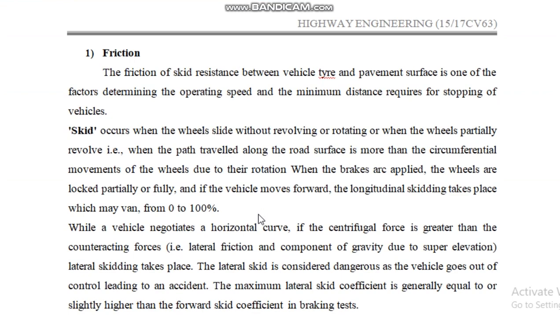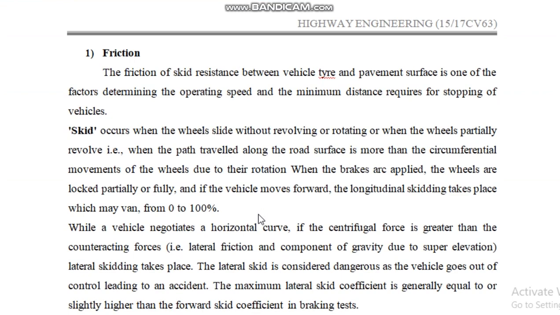How this friction will influence, or how this friction can be treated as one of the highway elements. When we expect that a vehicle needs to move on a highway, then definitely there needs to be some friction between the tires and pavement section. If there is no friction between these two, then definitely that vehicle will continuously slip. It will not be in rest position, and it will not move in the required fashion. There needs to be some sufficient friction between the tires and the pavement structures.